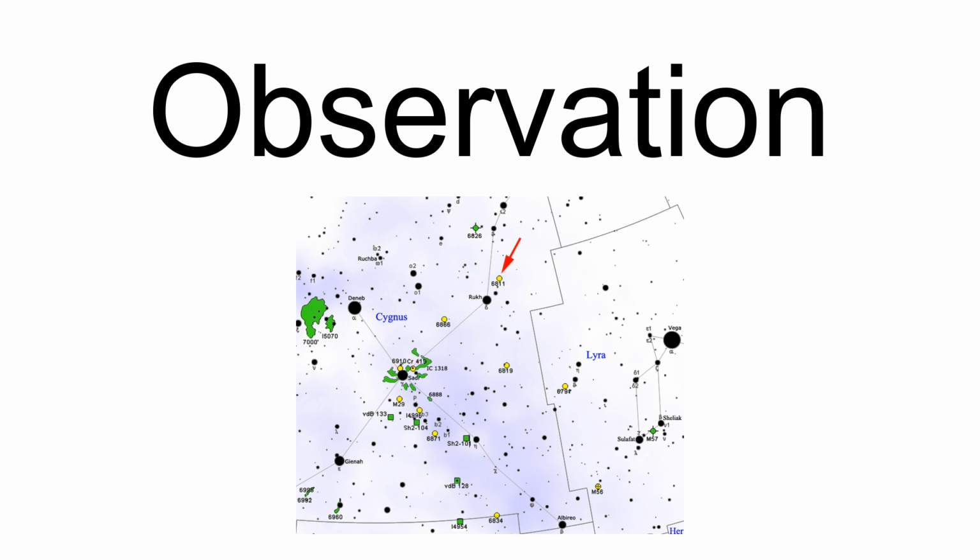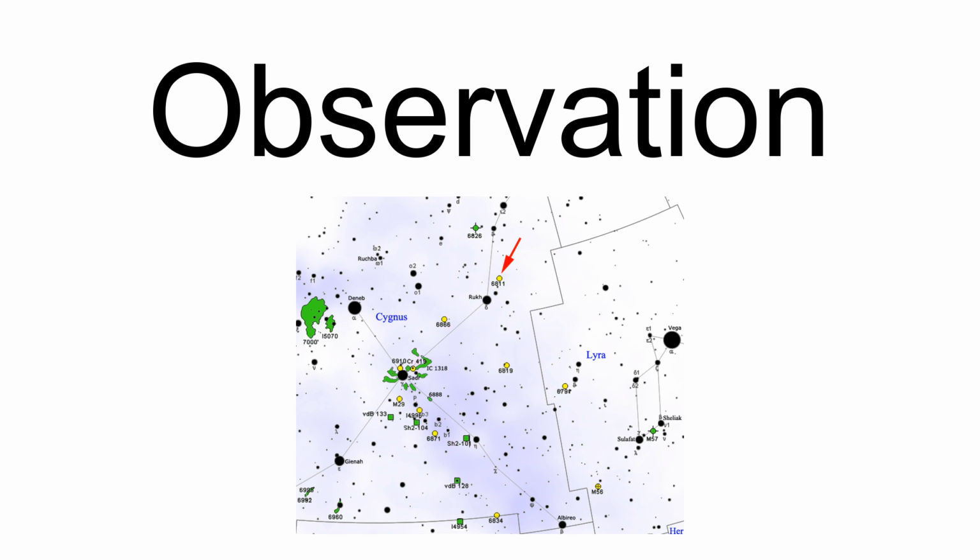NGC 6811 was first observed by John Herschel in 1829 and was added to his General Catalogue of Nebulae and Clusters in 1864. The cluster has been the subject of study by the Kepler mission, with the aim of characterizing its stars' rotation rate, age, and distance to help the hunt for exoplanets.